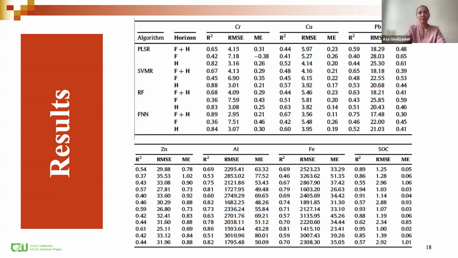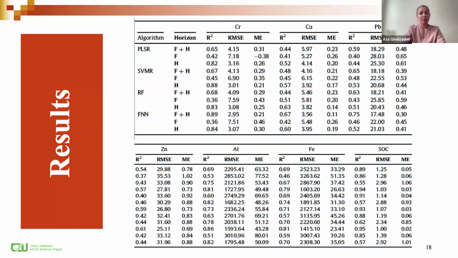After development of the models using three machine learning algorithms, PLSR, SVMR, and random forest, and a fully connected neural network deep learning approach, we got that in general, chromium and aluminum were the best predicted elements, whether they were based on machine learning or deep learning models. This was expected, actually, based on the strong positive correlation coefficients that these heavy metals have with visible and near infrared spectra.